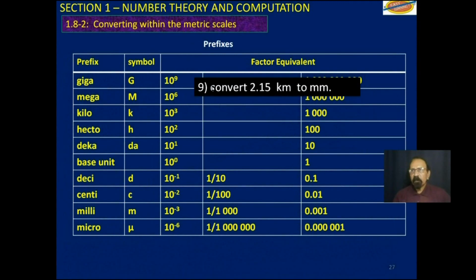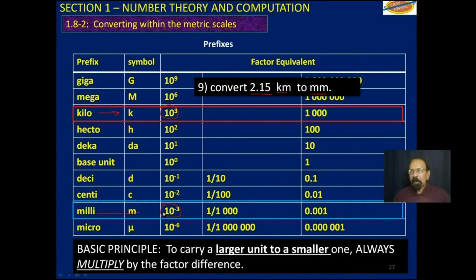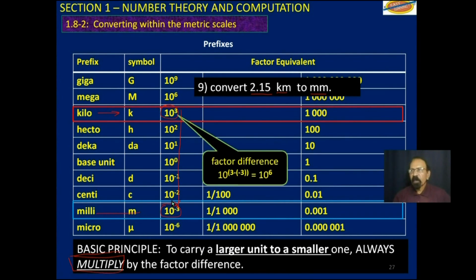Example 9, convert 2.15 kilometers to millimeters. So again, where are we beginning? We are beginning from here, kilo, and we are going to milli there. Again, we are going from a larger unit to a smaller unit. We will have to multiply by the factor difference. Let's find our factor difference.